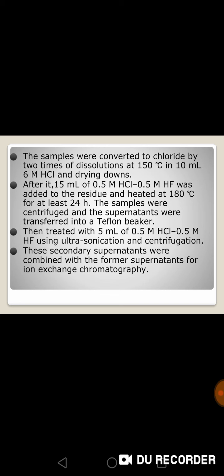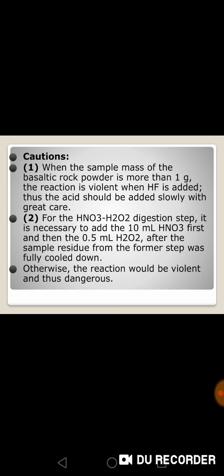So the sample was centrifuged and the supernatant was transferred into a Teflon beaker. Then we have to treat it with 5 ml of 0.5 molar HCl and 0.5 molar HF using ultrasonication and centrifugation. So the secondary supernatants were combined with the former supernatants for the ion exchange chromatography.